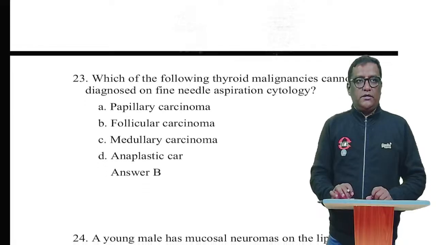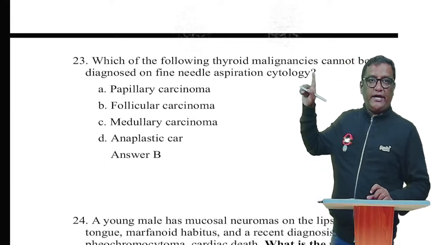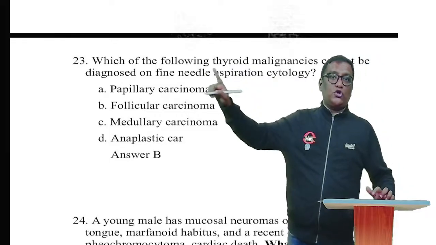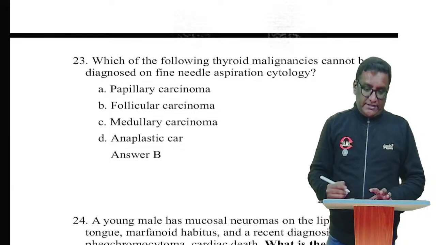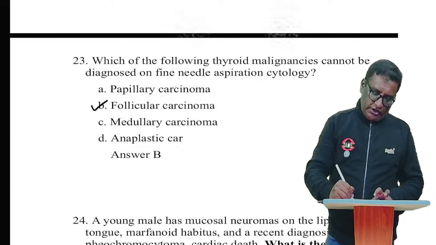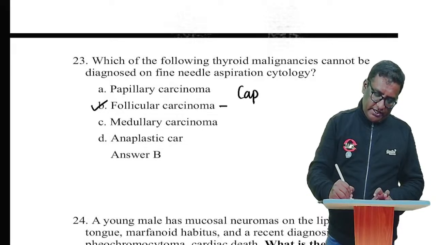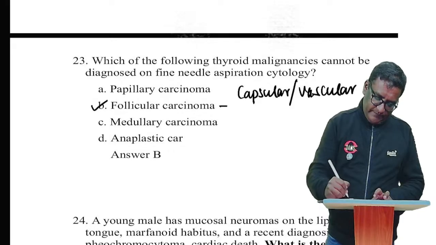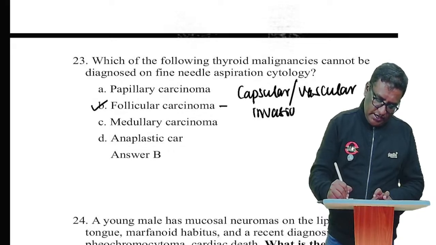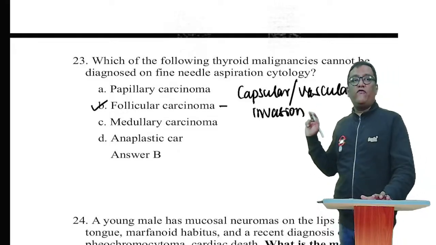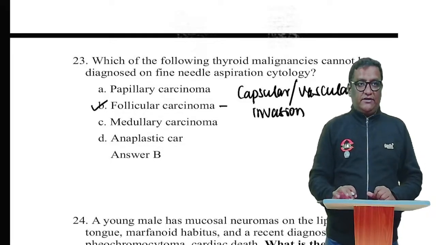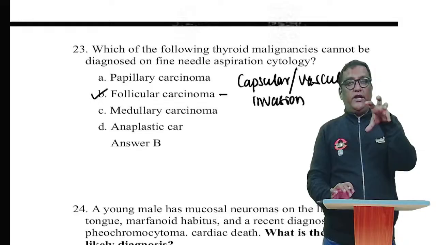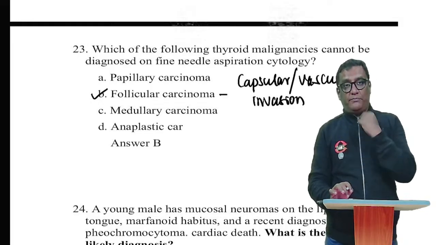Next. Question number 23. Which of the following thyroid malignancies cannot be diagnosed on fine needle aspiration cytology, FNAC? Answer, follicular carcinoma. Because for follicular carcinoma, you need to demonstrate either capsular or vascular invasion. That is the diagnostic criterion. If that is not there, we cannot call it follicular. That is why we cannot distinguish it on FNAC. On FNAC, I will not be able to see the capsule or the vessel invasion.